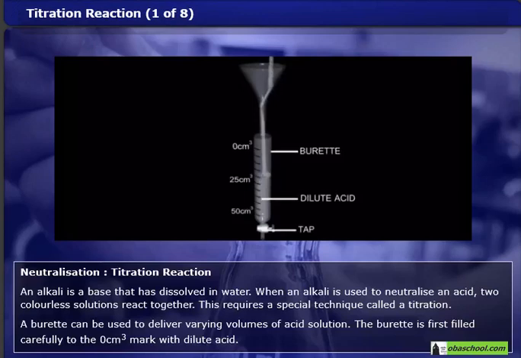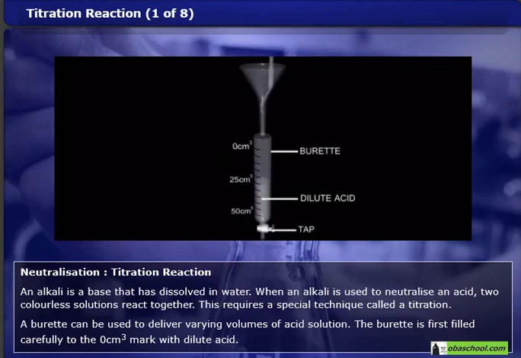An alkali is a base that has dissolved in water. When an alkali is used to neutralize an acid, two colorless solutions react together. This requires a special technique called a titration. A burette can be used to deliver varying volumes of acid solution.